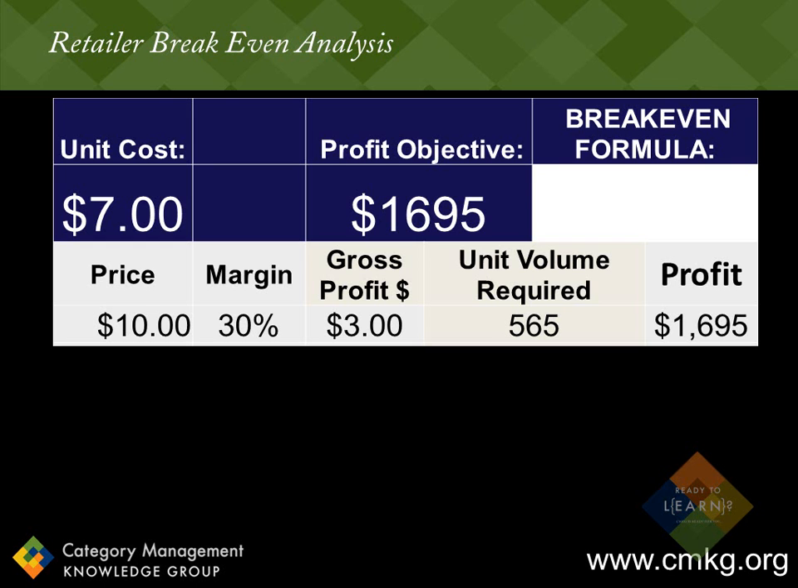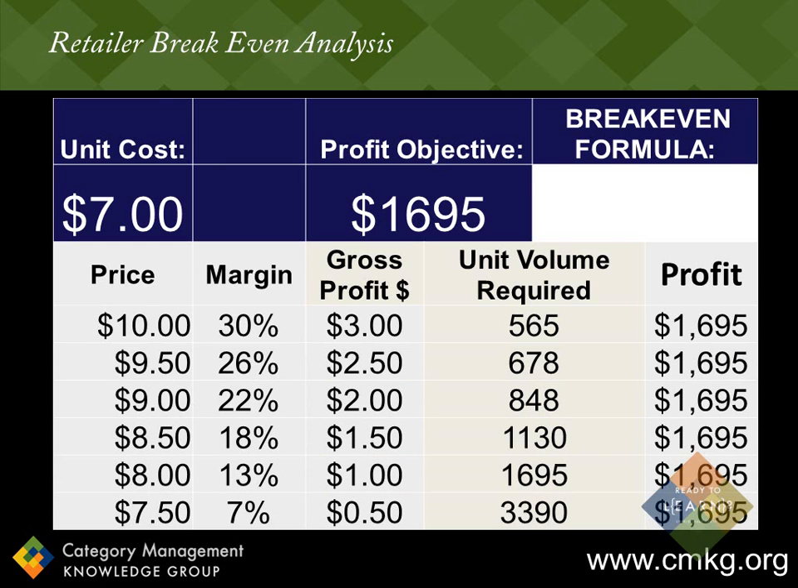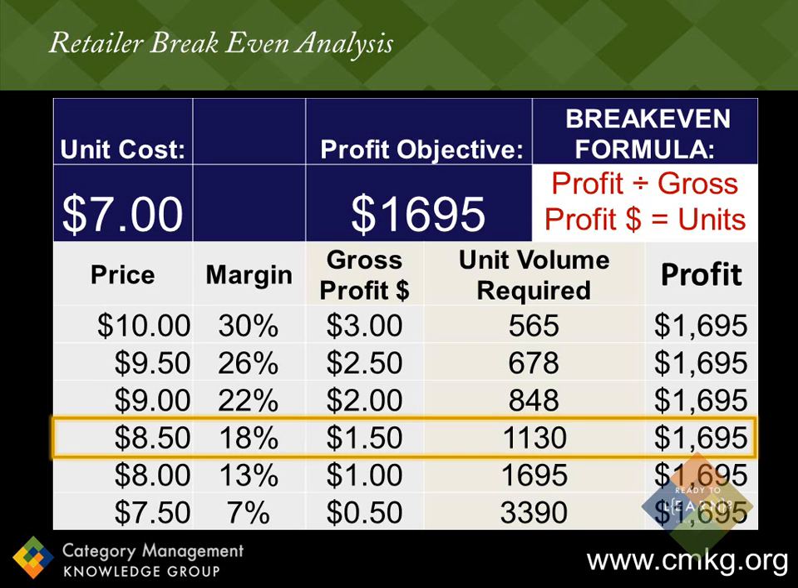in profit. The break-even units required is calculated by taking the profit objective of $1,695 and dividing it by the gross profit dollars generated at different price points. For example, at an $8.50 price point, 1,130 units would need to be sold to generate $1,695 in profit. Notice the volume requirement at the $7.50 level. It almost doubles versus the $8 price point.